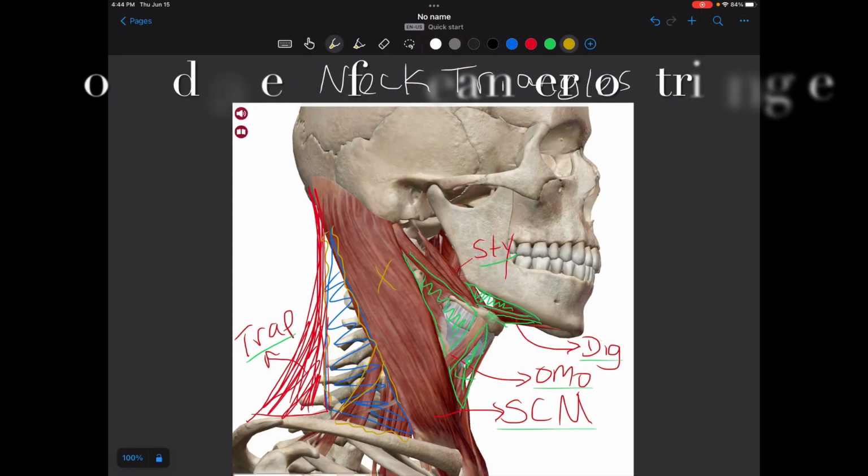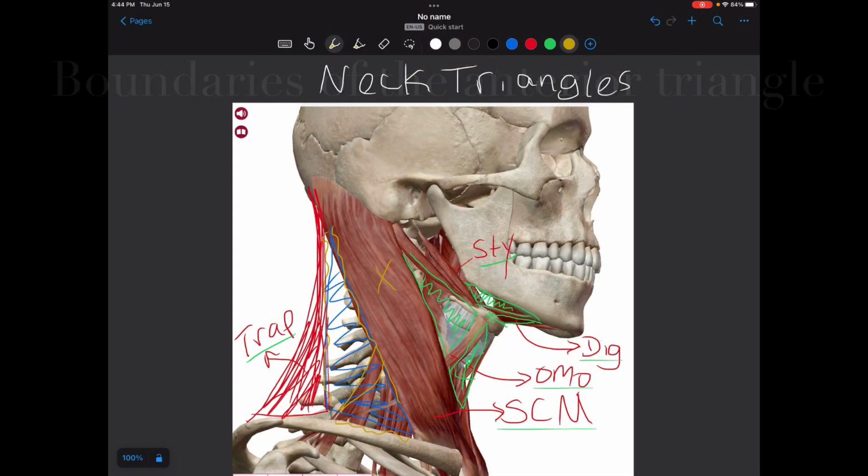Now let's go over the anterior triangle of the neck. We're going to start with the boundaries. Okay, so anteriorly we're going to have the midline of the neck, as I said before. Posteriorly we're going to have the anterior border of the sternocleidomastoid right here. And superiorly, it's going to be the inferior border of the body of the mandible. That makes up your anterior triangle of the neck.